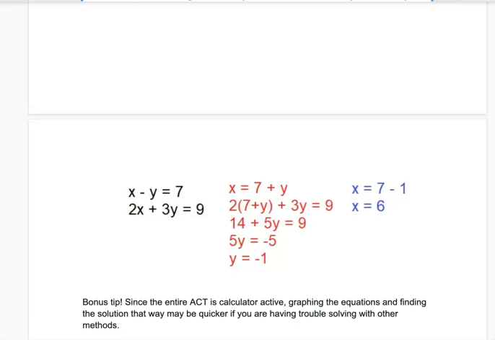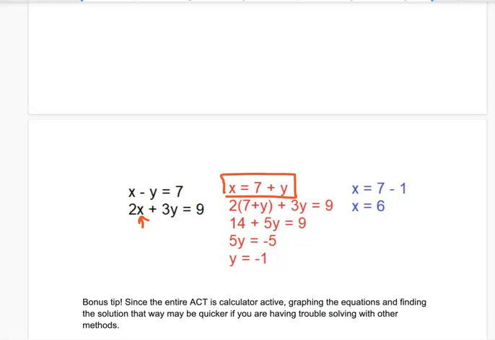If we solve for x here, just adding y to both sides, then we end up with x equals 7 plus y. Then we can put in 7 plus y for the x in the second equation. We end up with 2 times (7 plus y) plus 3y equals 9. We distribute everything, and we end up with 14 plus 5y equals 9. Subtract 14 from both sides, 5y equals negative 5, y equals negative 1. Then we just put in negative 1 here or here, and we end up with x equal to 6.